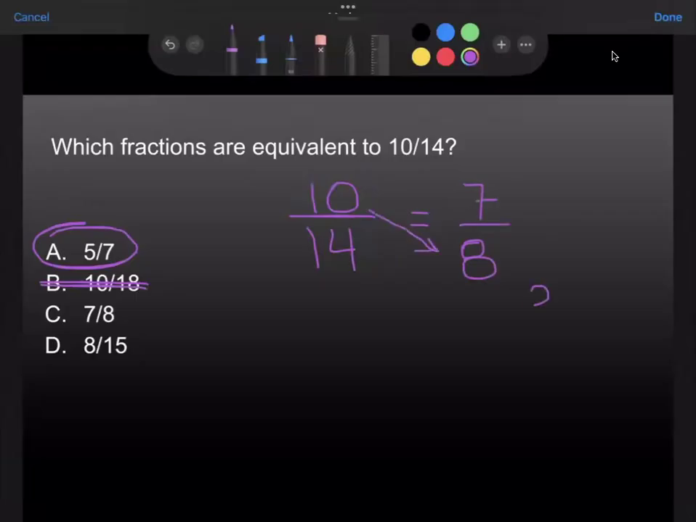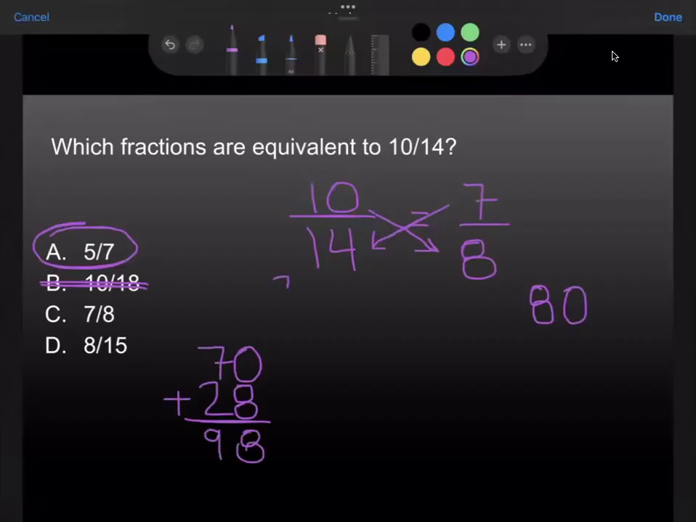10 times 8 is 80. And 7 times 14. Ooh, I don't know that one off the top of my head, but I do know that 10 times 7 is 70. And then 4 times 7 is 28. So if I add those together, I end up with 8 here and a 9 here. So this should be 98. Definitely not the same number. So that means 7/8 is not equivalent to 10 over 14.